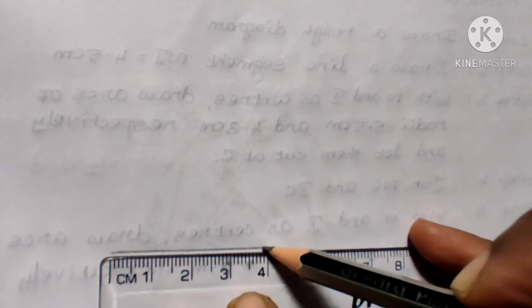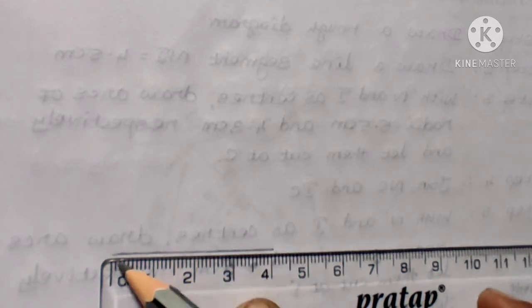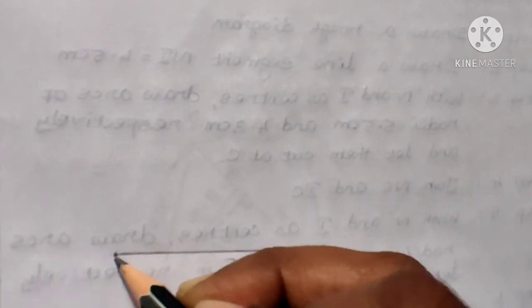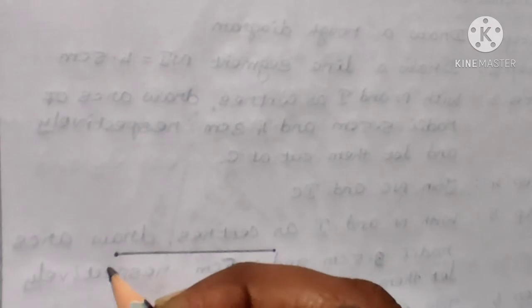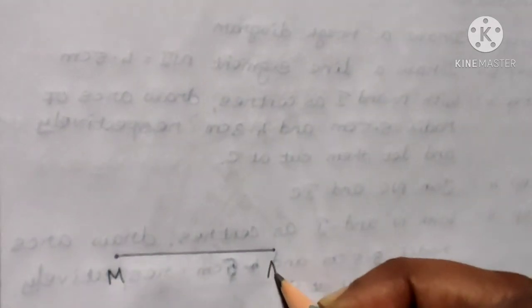Use the scale and draw the baseline MA 4 cm. Measure from 0 to 4. Okay. Draw the baseline using the scale, 4 cm. Draw it and label the letters M and A, 4 cm.